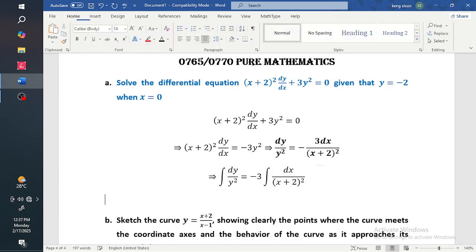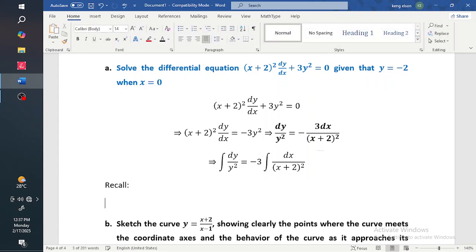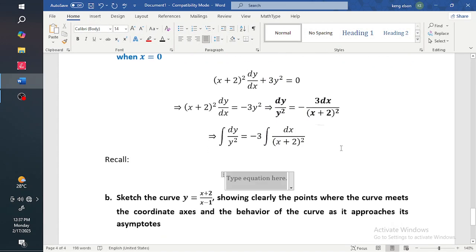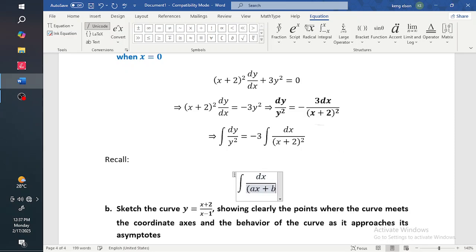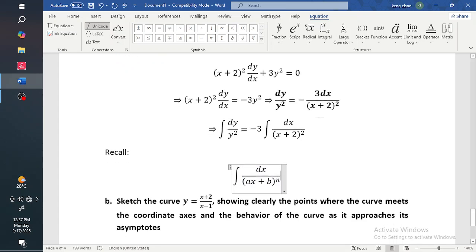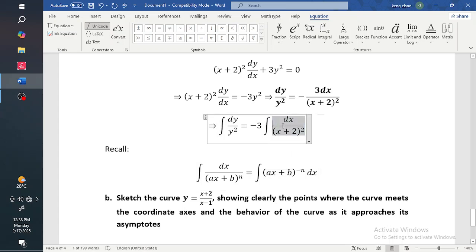So now we have to integrate. I'm going to recall some important things about integration. Generally, if you want to integrate dx divided by (ax + b)^n, you can rewrite this as the integral of (ax + b)^(-n) dx. You realize that this is a linear factor, ax + b. I want to do it so that we integrate the right hand side. Then I'll also give you another rule so that we integrate the left hand side.